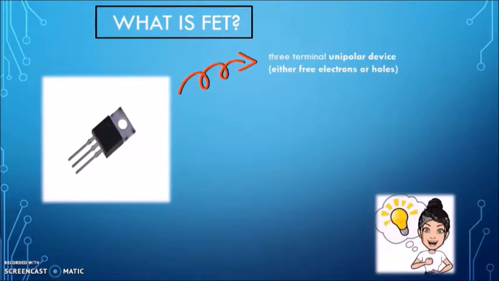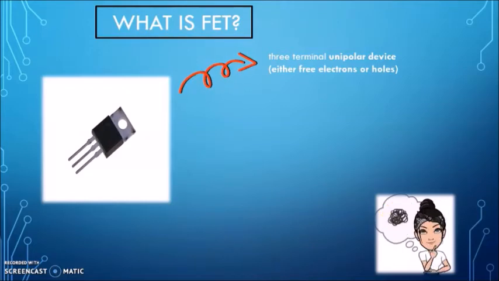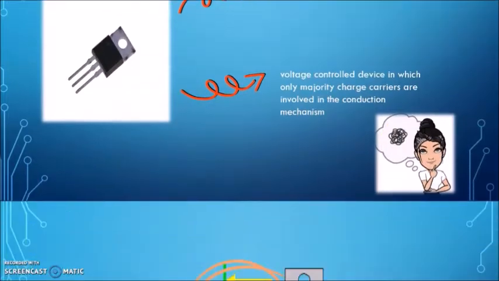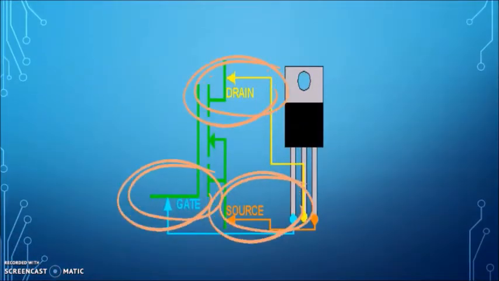The name itself gives a brief idea about its working principle, field effect. These two words clearly indicate it is a transistor controlled by electric field. Thus, it is also referred to as a voltage-controlled device in which only majority charge carriers are involved in the conduction mechanism. It comprises three terminals, which are source, gate, and drain.